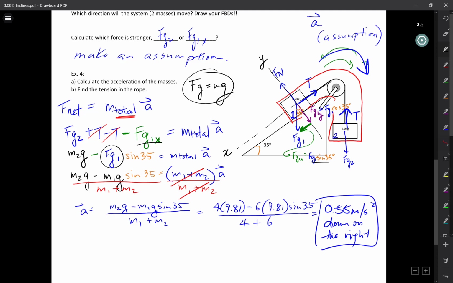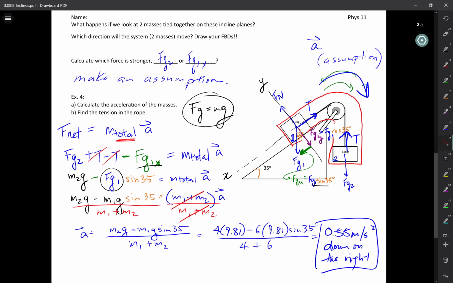So notice it doesn't matter only which mass is larger; it also depends on the angle of the incline. If this incline is anything bigger than 35 degrees, then the 6 kilogram mass is going to have a larger Fg component going down the incline, meaning my whole system could be going down towards the left side, depending on whether this 35-degree angle is bigger or smaller.